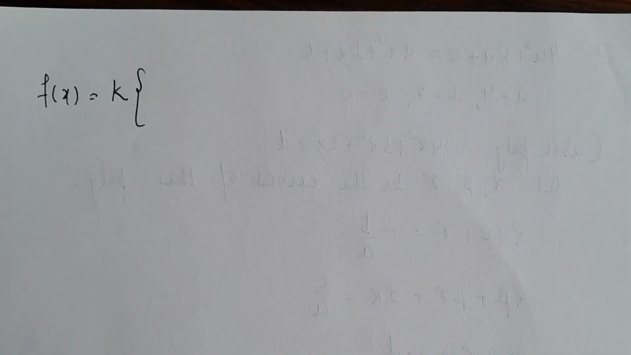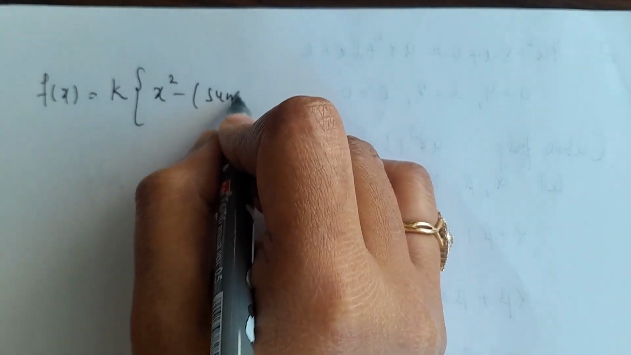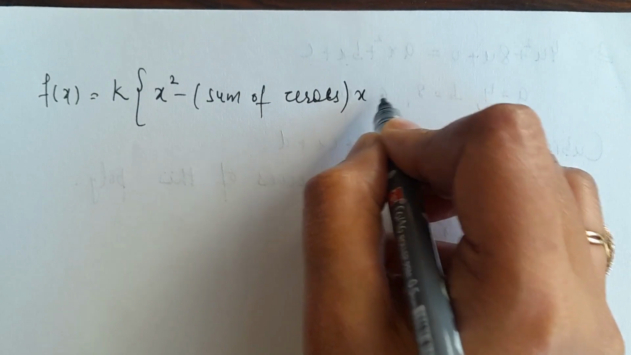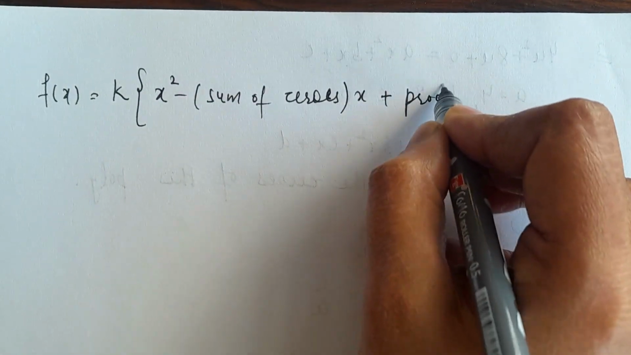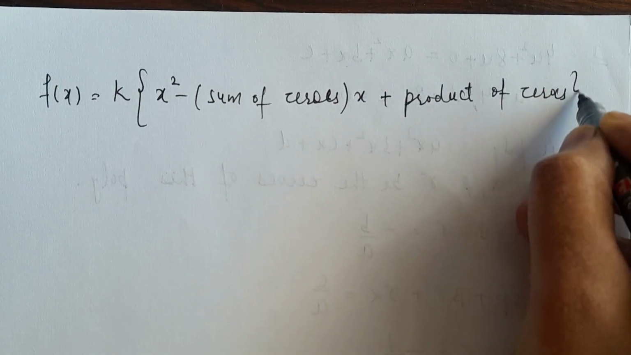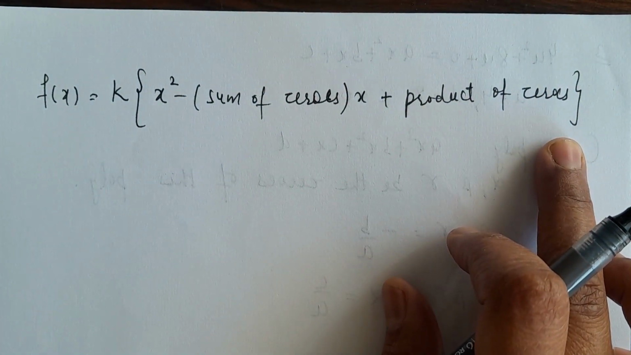कोई भी constant k को हम represent कर रहे हैं, x square minus sum of zeros multiply x plus product of zeros. This we will take as a general formula to construct a quadratic polynomial.